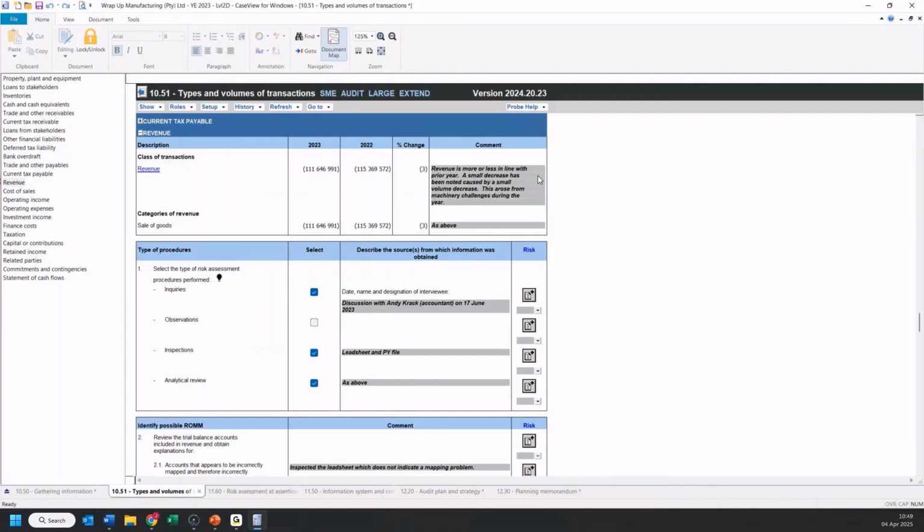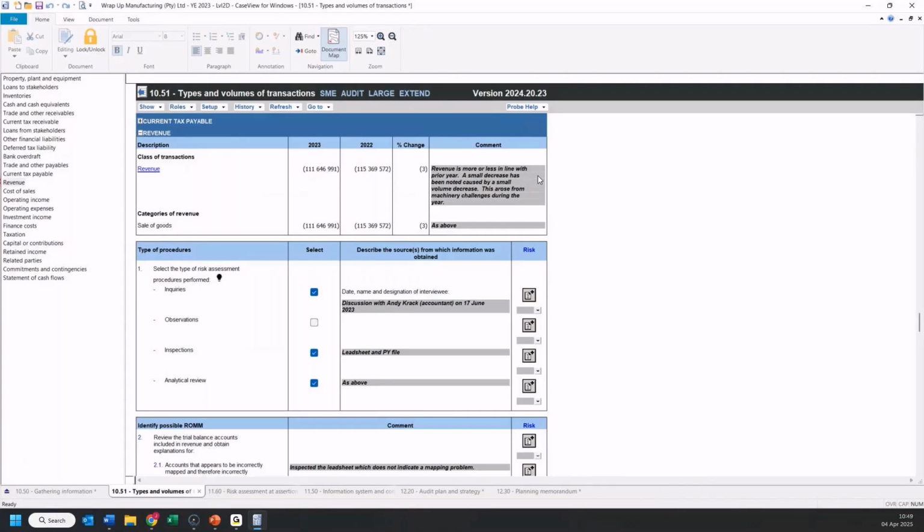Right, in I think our second session, we showed you what it looks like in 1052, but for the rest of the engagement, we're showing you what it looks like when you do it in 1051. So that's why this is then my input field, or my input cell, and my engagement team has documented to say revenue is more or less in line with the prior year. A small decrease has been noted, caused by a small volume decrease, which arose from machinery challenges during the year. You'll remember that our machinery broke more often than what we had planned for.